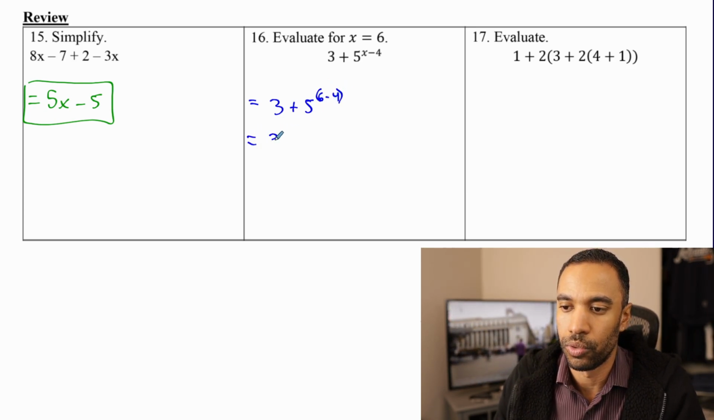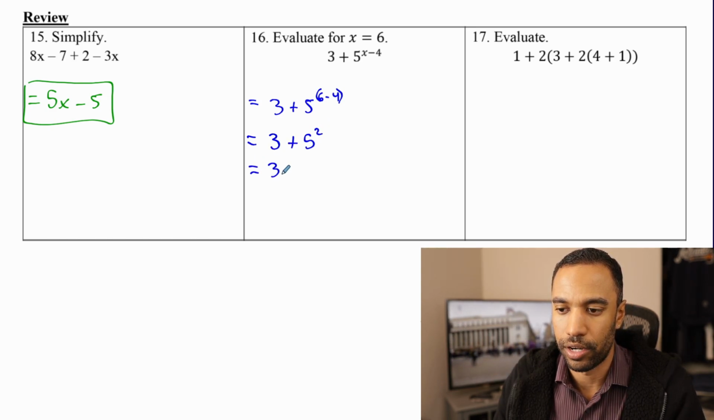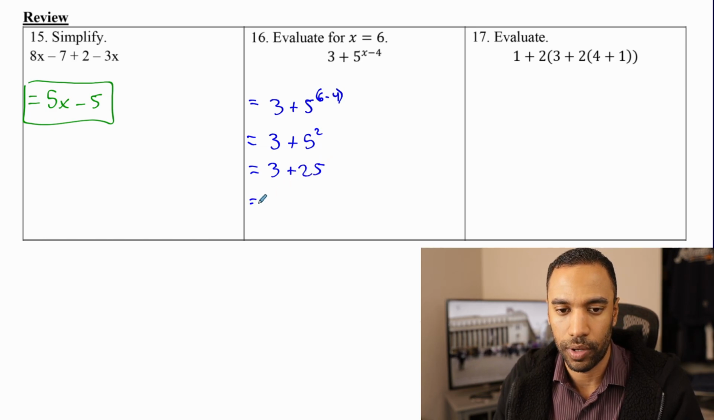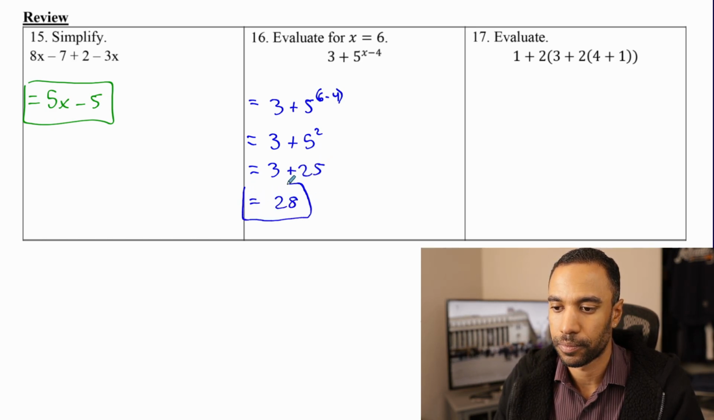6 minus 4 is 2. So I'm going to do 3 plus 5 squared. 5 squared is 25. So 3 plus 25 is 28.